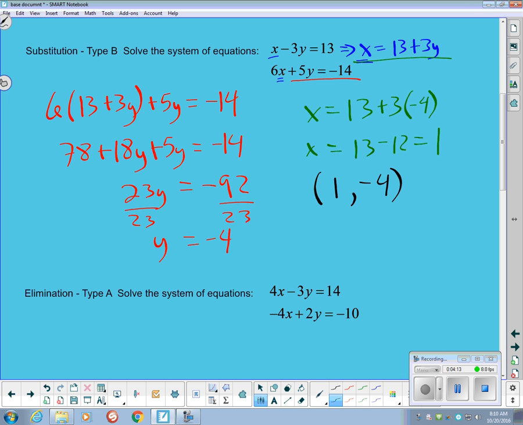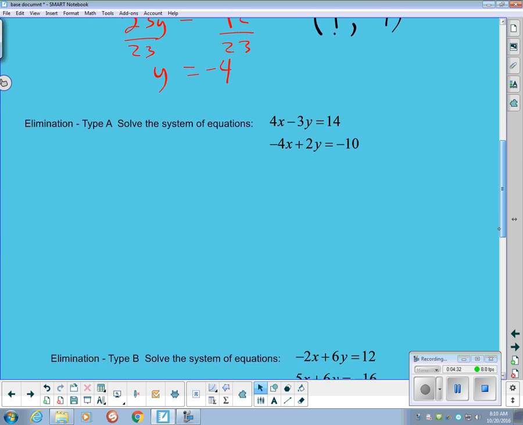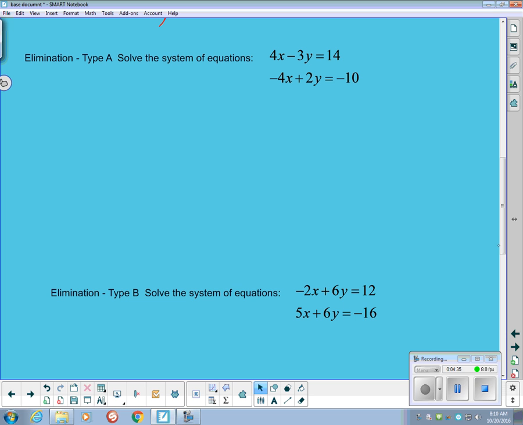This would be a fairly easy thing to check as well. We could plug these, x equals 1, y equals negative 4, into both of these equations up here and verify that it works for both of them. But I'm trying to keep the length of this video down a little bit, so I'm not going to check those right now. Our next method is what we call elimination, and what we look for in elimination is a way that we could combine the two equations and a variable would disappear.